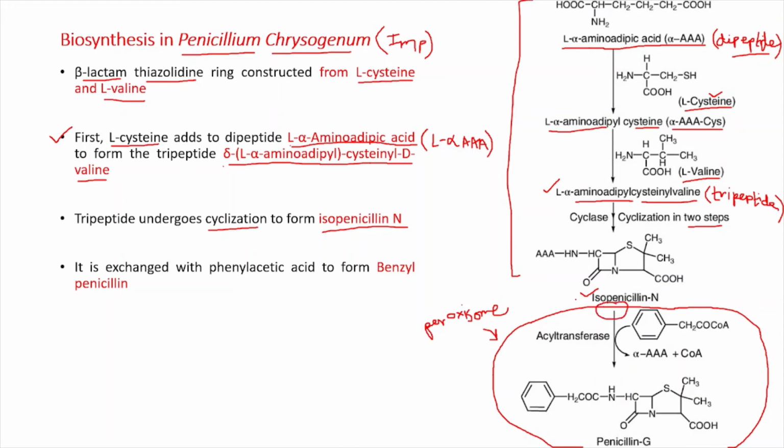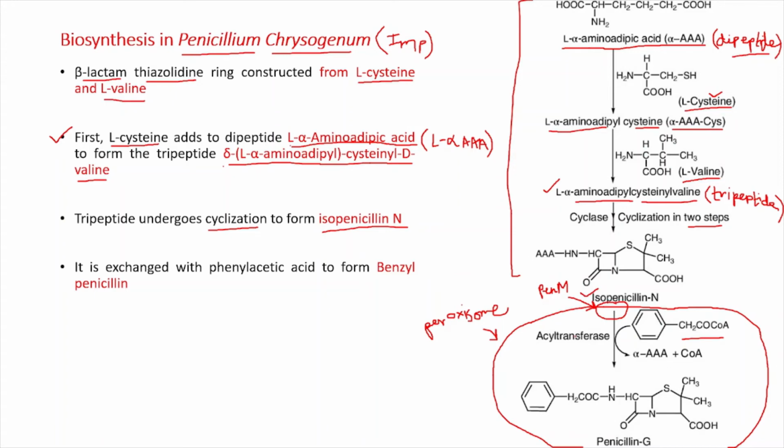So here you have a transport protein which transports isopenicillin N from outside into the peroxisomes. This transport protein is called the PEN-M protein, which is responsible for the isopenicillin N transport. So now PEN-M protein, the transporter protein, transports isopenicillin N from outside into the peroxisomes, and then you are adding this side chain precursor, the acetyl CoA. Okay, so this is phenyl acetyl CoA actually.